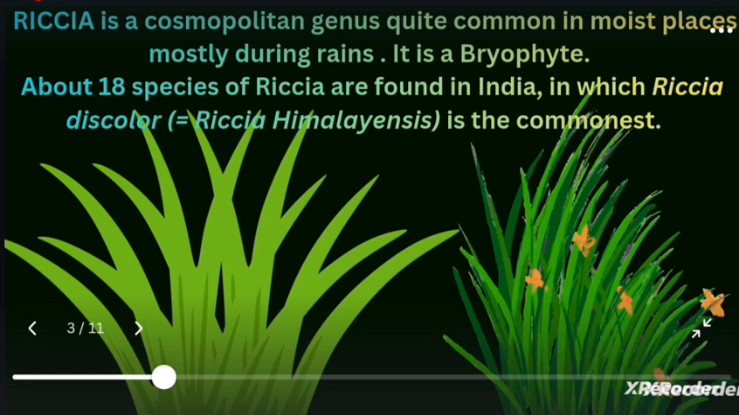Riccia is a cosmopolitan genus. Cosmopolitan means it is found nearly everywhere, and it's quite common in moist places, mostly during rains. It's a bryophyte. About 18 species of Riccia are found in India, of which Riccia discolor, that is Riccia himalayensis, is the most common. We are talking specially about India.